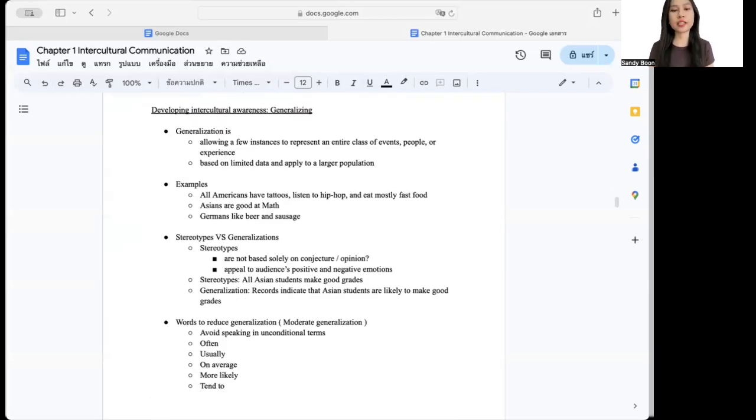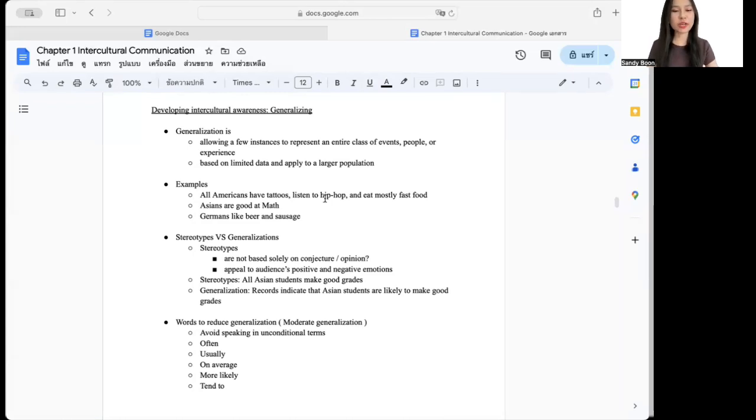Number two: if you want to be aware in terms of intercultural communication, you need to understand what generalizing is and not to overgeneralize. So basically, you think that all Americans have tattoos, all Americans eat junk food, Asians are all good at math, Germans like beer and sausage. These are generalizations. And once again, generalization is very easy to do, because if you think you saw a group of people from one country doing exactly the same thing, like you might see a lot of Americans eat junk food, you assume and then generalize that all Americans eat junk food.